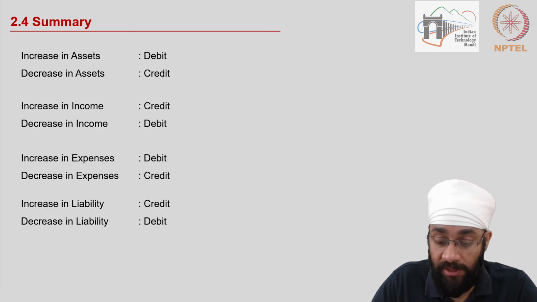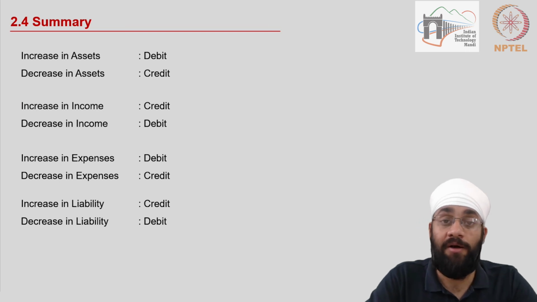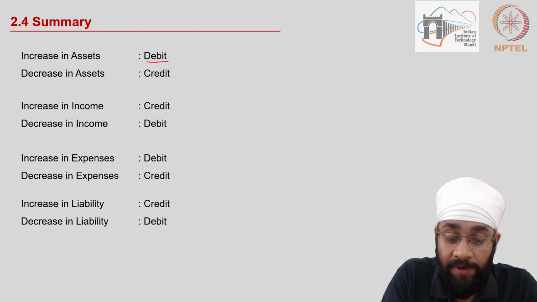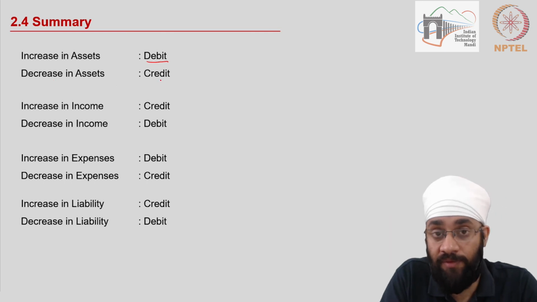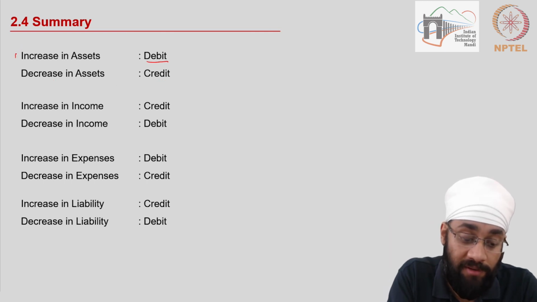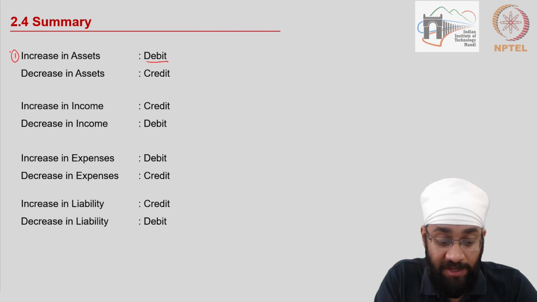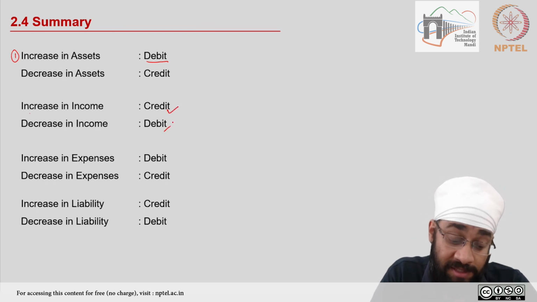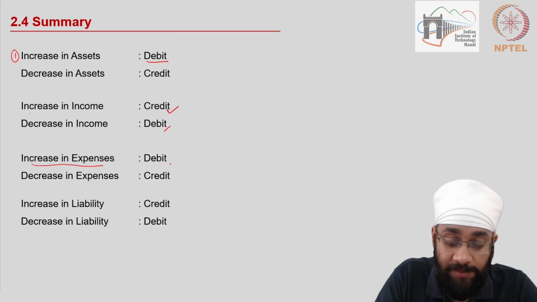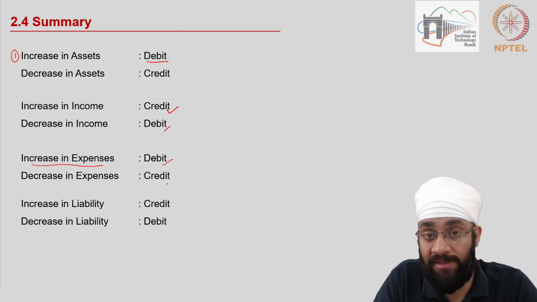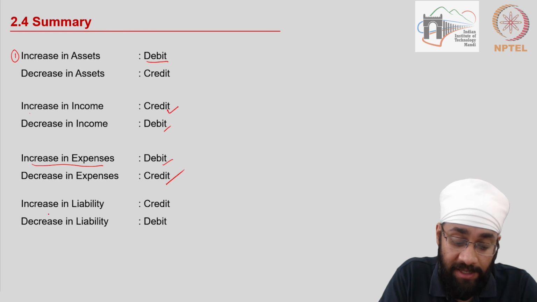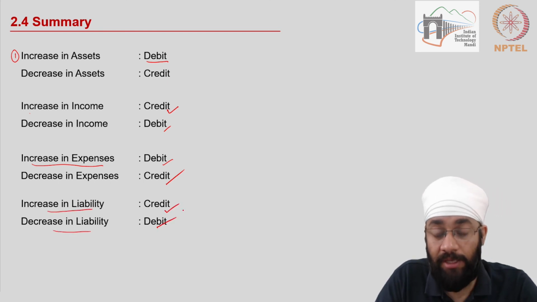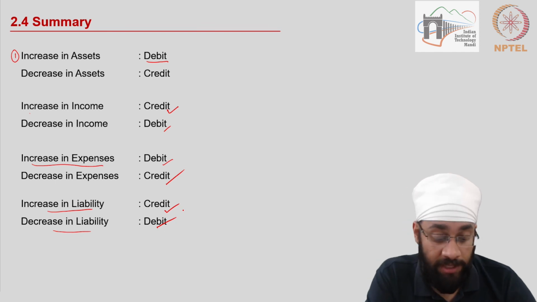Okay, which leads us to the following learning. Any increase in assets is debit. Any decrease in asset is of course opposite. So you only need to remember one of these two. Any increase in income is credit and opposite is debit. Any increase in expenses, debit, and decrease is credit. And finally, increase in liability is a credit and decrease in liability is shown by a debit.